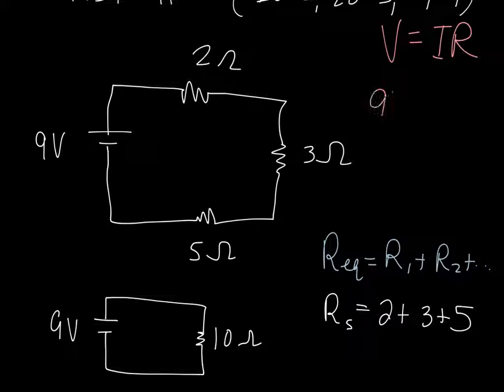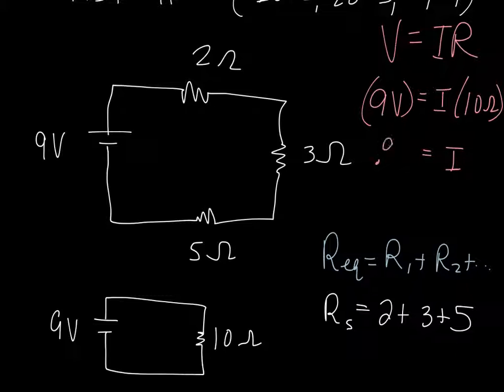The voltage is 9 volts. The current is unknown. The overall resistance is 10 ohms. So the current will be 9 divided by 10. There's the current in the system. Okay, less than 1 amp of current. Very low current. Remember, please, actually, I'll wait on this. I'll talk about it in the next example.